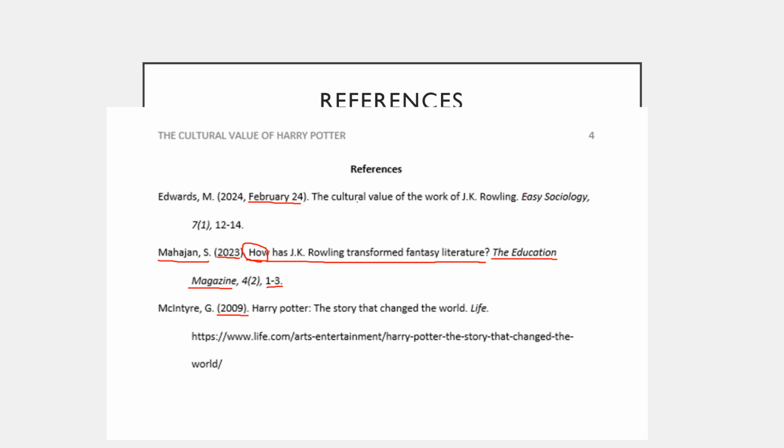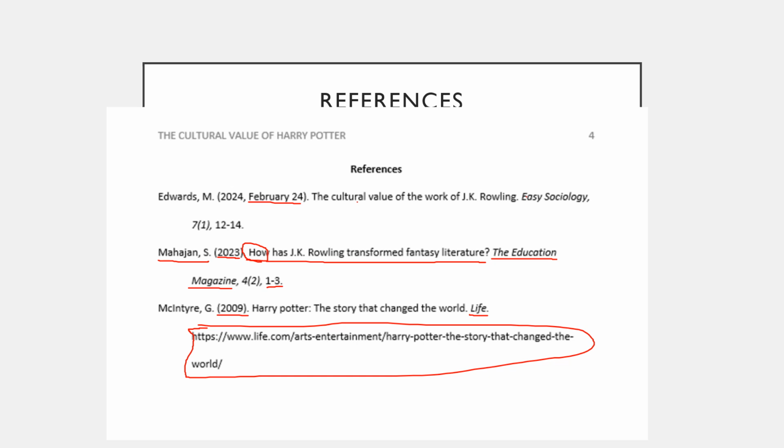Now, this is from Life magazine, so that is italicized, and it's online. So here is the link. Note that I didn't write retrieved from or retrieved on. We don't do that. All right, it's just here's the link.